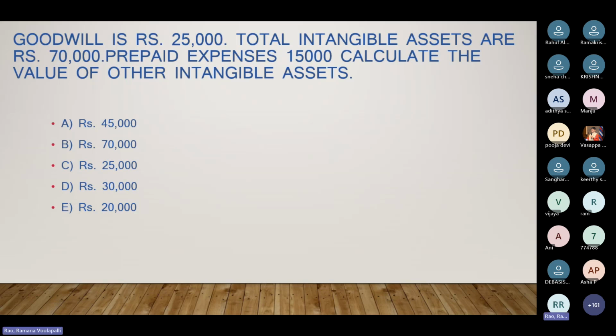Other, sir, Jyoti madam, 95. Okay, option is not there, madam, 95. Kindly see the options also. Very good, you have tried. Asutosh sir, A, Mahendra sir. Okay, Sri is saying 25.